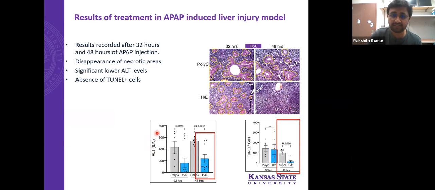And also they evaluated the alanine aminotransferase levels. The alanine aminotransferase levels were significantly reduced when compared with the control group, and they measured the TUNEL positive cells. The TUNEL positive cells were very minimal when compared to the control group, which shows that there were fewer necrotic cells in the treatment group than the control group.